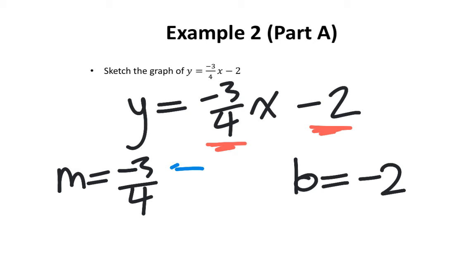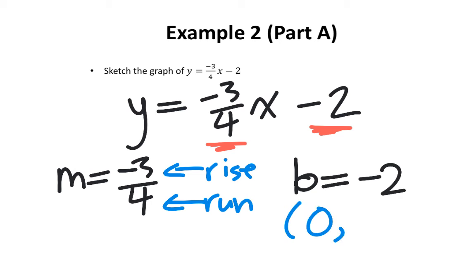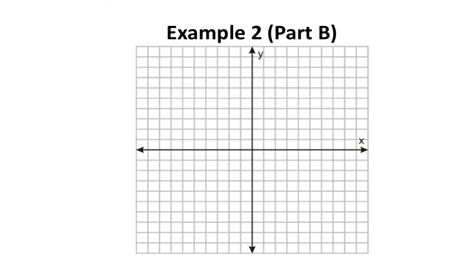Our rise is going to be negative 3, and our run is going to be positive 4. And a y-intercept of negative 2 means that as a coordinate it would be 0, negative 2. Let's start by plotting our y-intercept of negative 2.